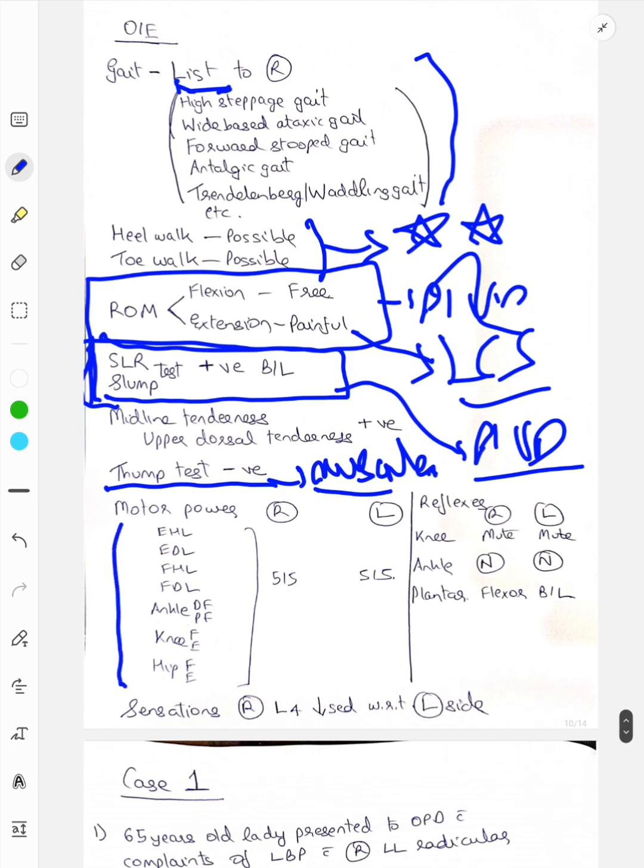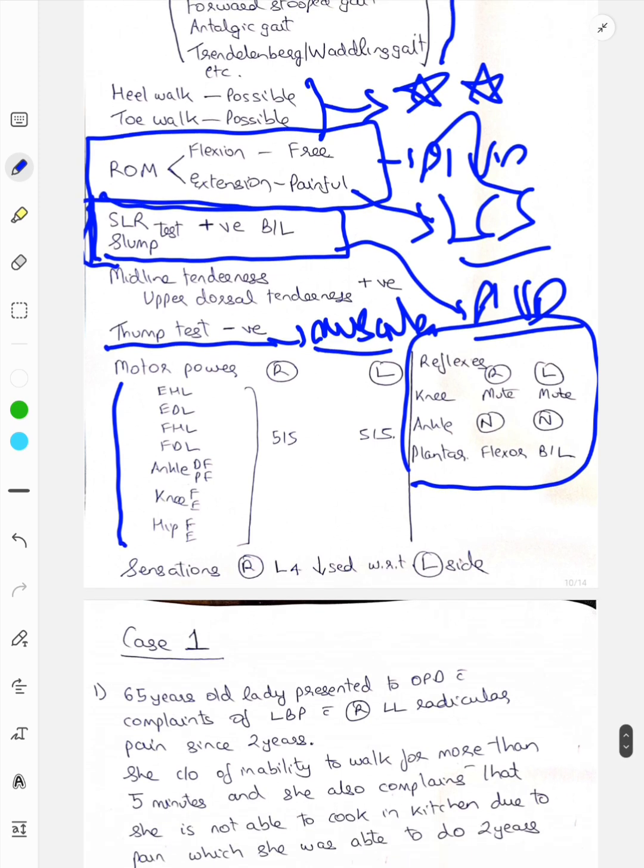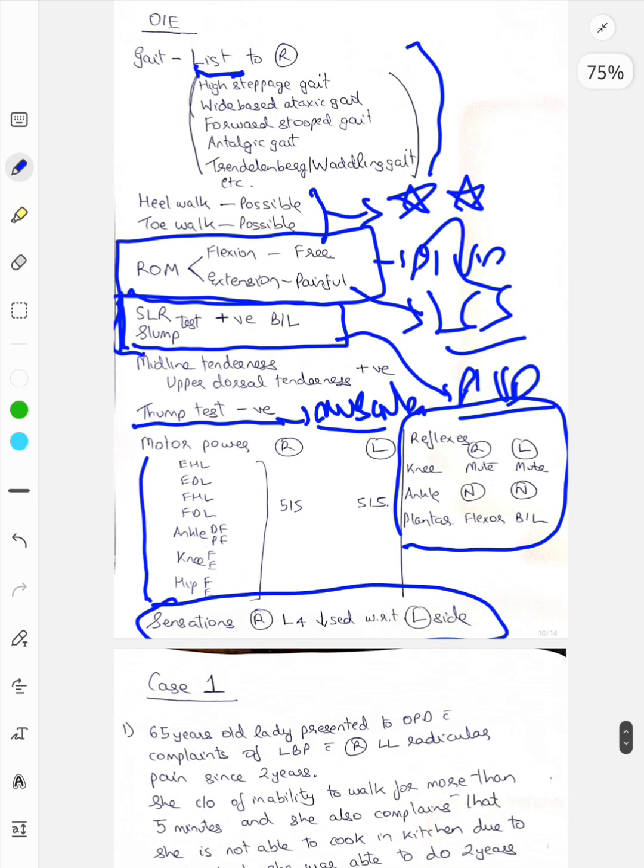Next, you examine the motor power and weakness: EHL, EDL, FHL, FDL, ankle, knee, hip, and all the dermatomes. You check for weakness in the bilateral lower limbs, or in the upper limbs if it is a cervical case, right? Next, you examine the reflexes, whether it is an upper motor or lower motor neuron lesion. Upper motor neuron lesion is seen in cervical myelopathy and all those things we will discuss, right? And then we look at sensory dermatomal weakness or decreased sensation in which dermatome, to know the level of the pathology, right? So this was the basic history taking.